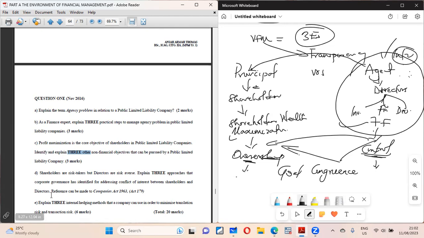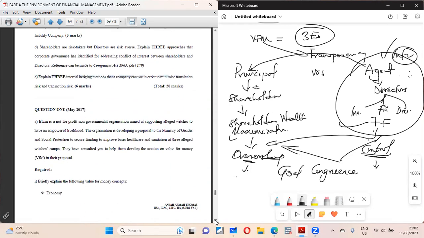All right. So we will learn hedging, and this one is risk management. So when we get to risk management, you will be able to answer this question there. All right. Then this one says, explain 3 approaches that corporate governance has identified for addressing conflicts. And it's the same question as this one, dealing with the agency problem. It has similarities in them.